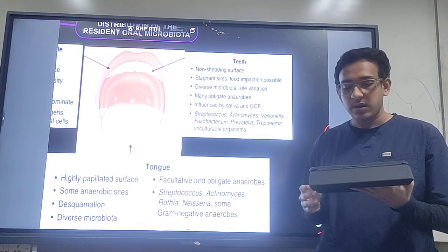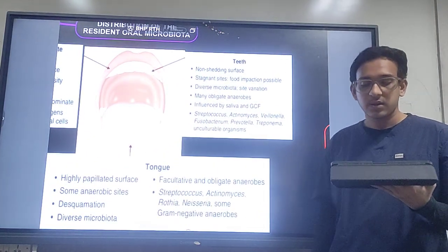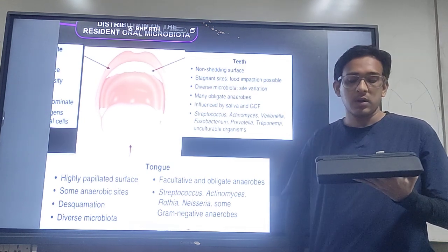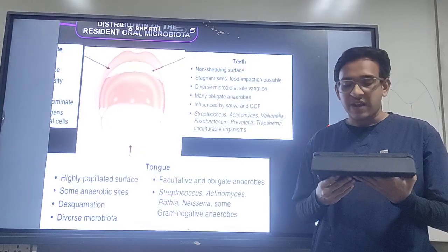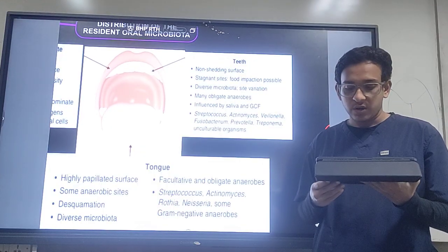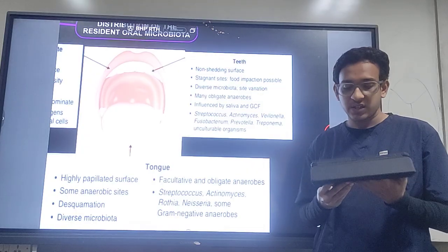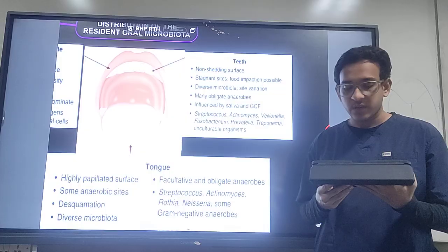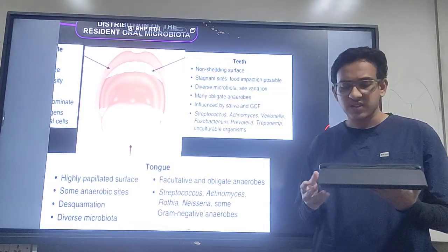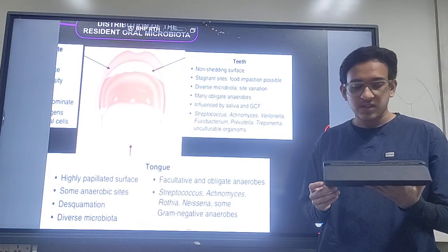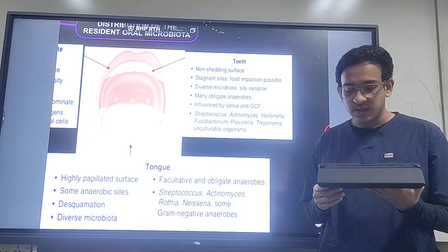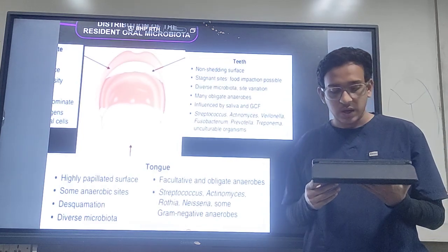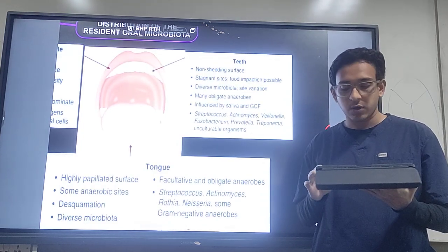In teeth, there are non-shedding surfaces, stagnant sites, and food impaction is possible. So there a diverse microbiota is seen, and it is site dependent. Many obligate anaerobes are also seen, influenced by saliva and GCF. Species seen include Streptococcus, Actinomyces, Veillonella, Fusobacterium, Prevotella, Treponema, and some unculturable organisms.